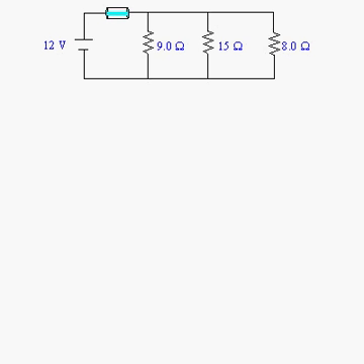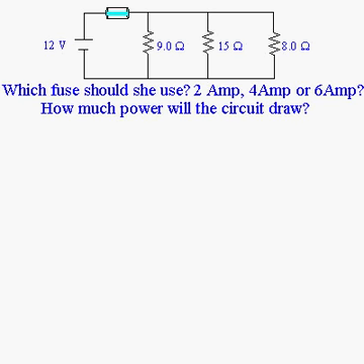In this example, we have a circuit that has a 12-volt power source, a fuse, and 3 resistors that are drawn there in the diagram. And the questions are, which fuse should be used? A 2-amp fuse, a 4-amp fuse, or a 6-amp fuse? And how much power will the circuit draw?